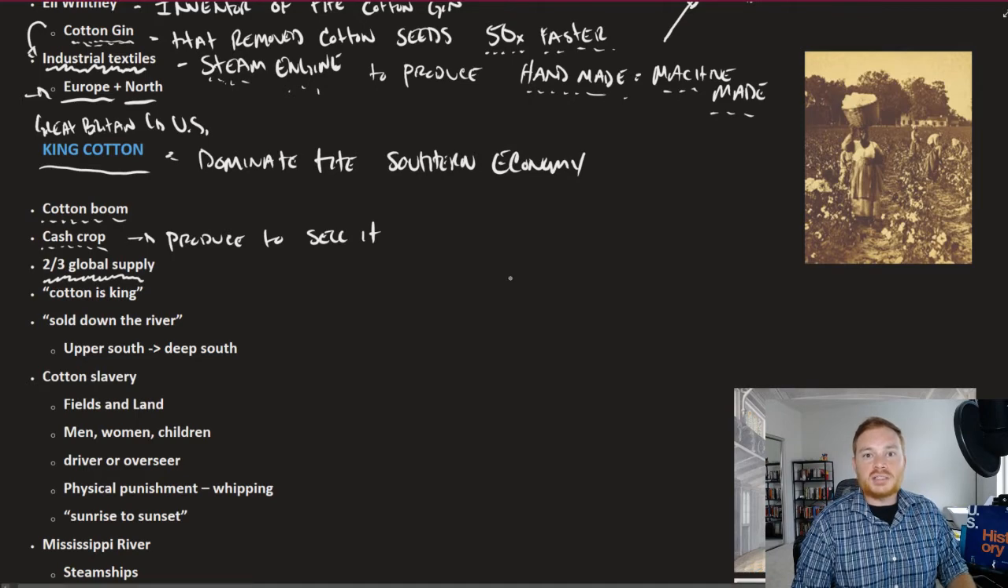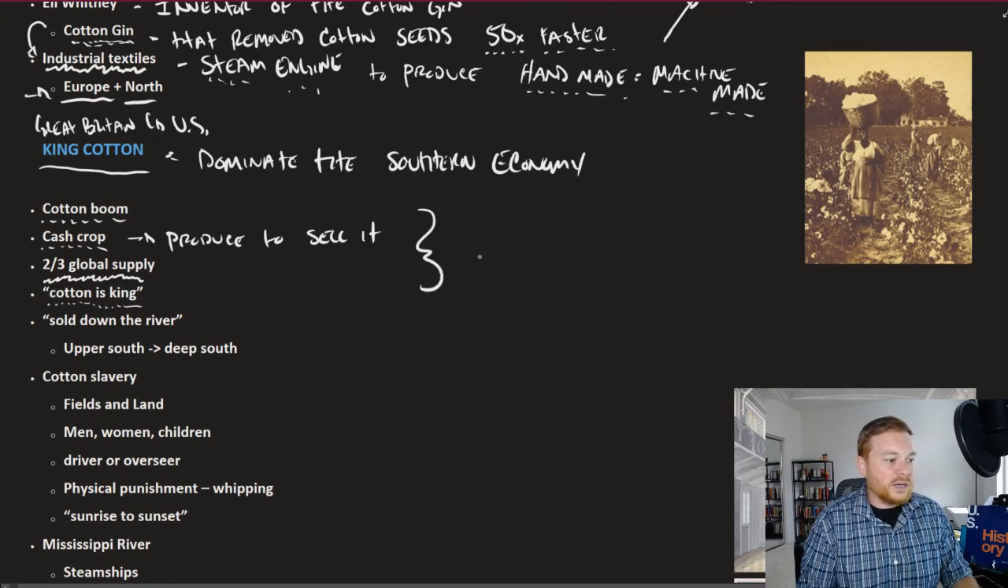Essentially, the southern United States became the world supplier of cotton, whether that was Europe or, like I said before, the northern cities and northern industries. Produce it to sell it, two-thirds, and it was said that cotton is king. Now, cotton had a big impact then on slavery.